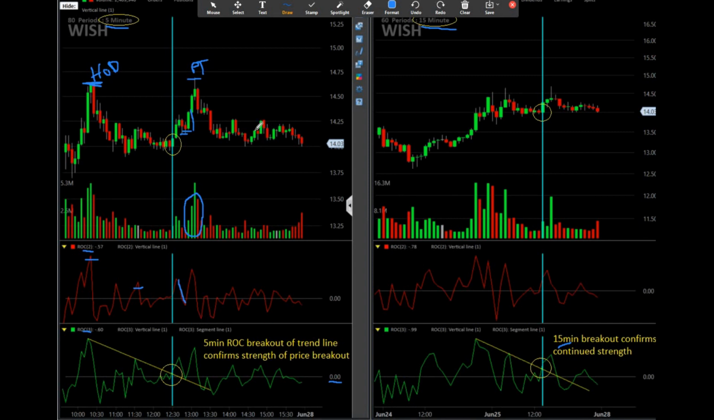And I love playing rate of change as an extra confirmation indicator on these types of setups.